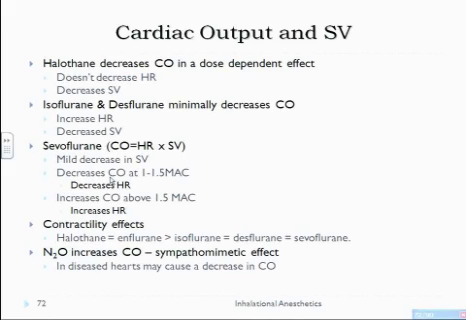Isoflurane and desflurane minimally decrease cardiac output because you see an increase in heart rate with both these agents, with a small decrease in stroke volume. So the actual loss in stroke volume usually is offset by the increase in heart rate. Sevoflurane, on the other hand, has a mild decrease in stroke volume, but it decreases cardiac output at 1 to 1.5 MAC. Once you get above 1.5 MAC, cardiac output actually rises again. But at that point, you'd be very deep in the individual, so be a little cautious about doing it.